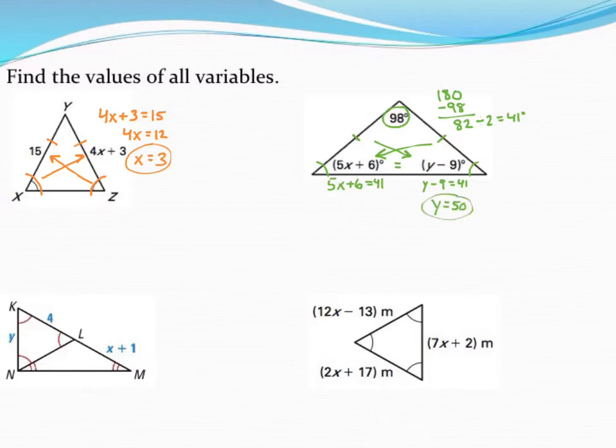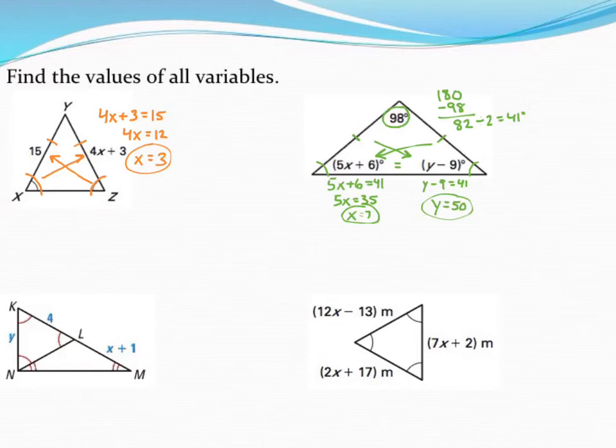So y's got to be 50 if I add 9 to both sides. For the x, if I subtract 6, I'd be left with 5x equals 35, and divide, leaving me with x equals 7. So there's something else we may want to try to find missing variables in these triangle problems.